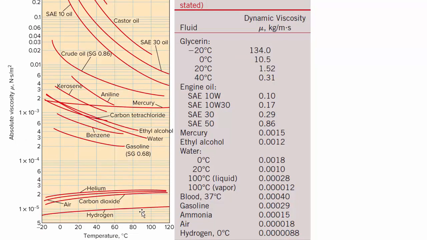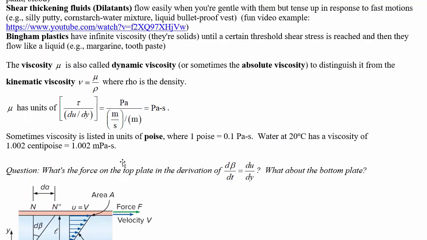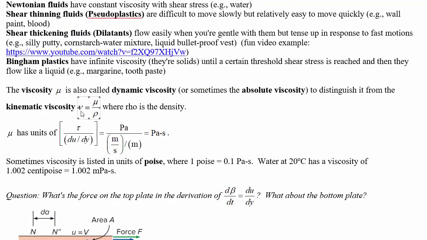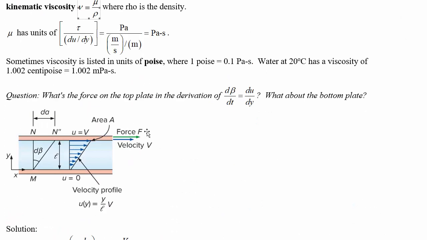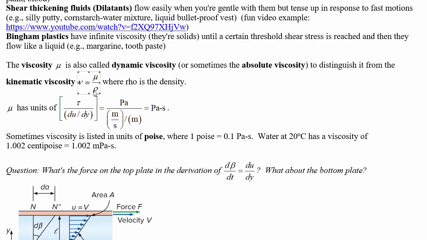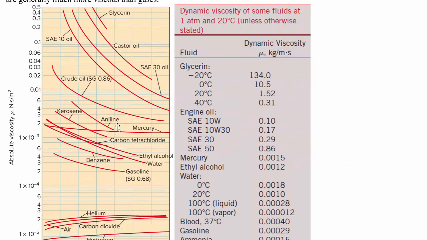Okay, now another thing to note is that this is a plot of the absolute or dynamic viscosity, not the kinematic viscosity, where kinematic viscosity is dynamic viscosity divided by density. All right, now what do you think the kinematic viscosity would look like compared to the dynamic viscosity?